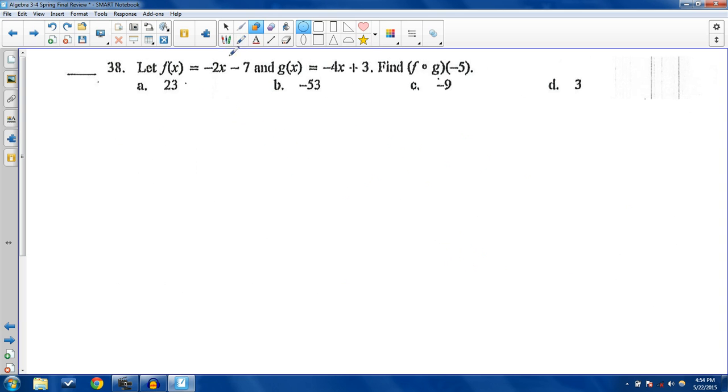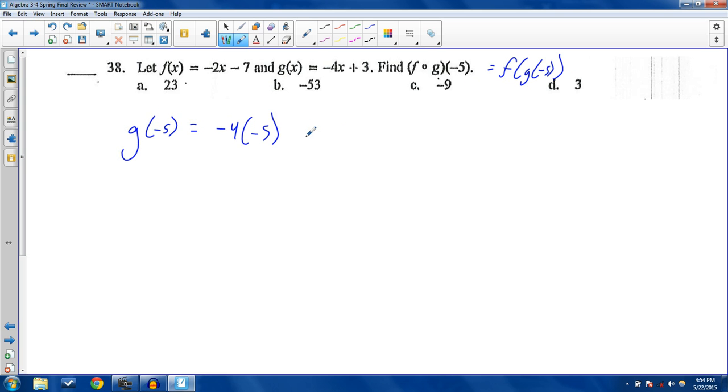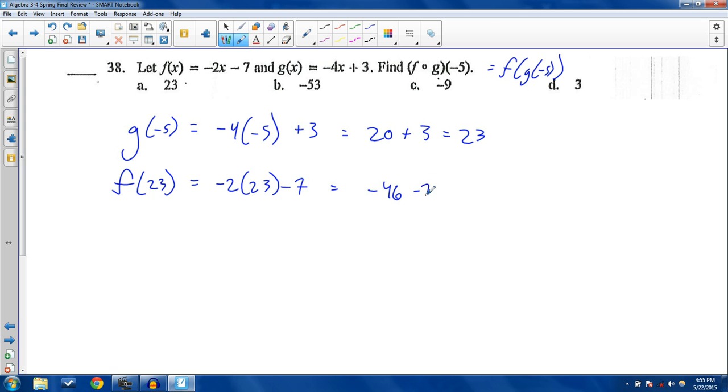Okay, number 38. Find f of g of negative 5. Remember, this is f of g of negative 5. So I'll do this two different ways. First way I'll do it is by first finding g of negative 5. And then I'll take the f of whatever this value is. That's negative 4 times negative 5 plus 3, which is 20 plus 3, which is 23. So now I'm going to take the f of 23. F of 23 is negative 2 times 23 minus 7, which is negative 46 minus 7, which is negative 53. So your answer is going to be B.